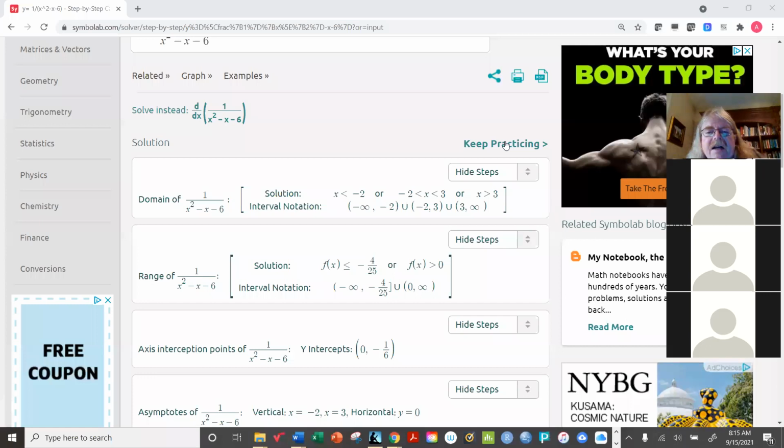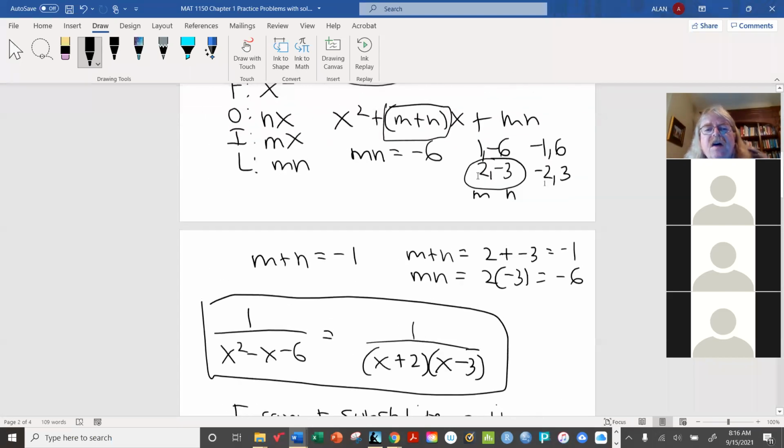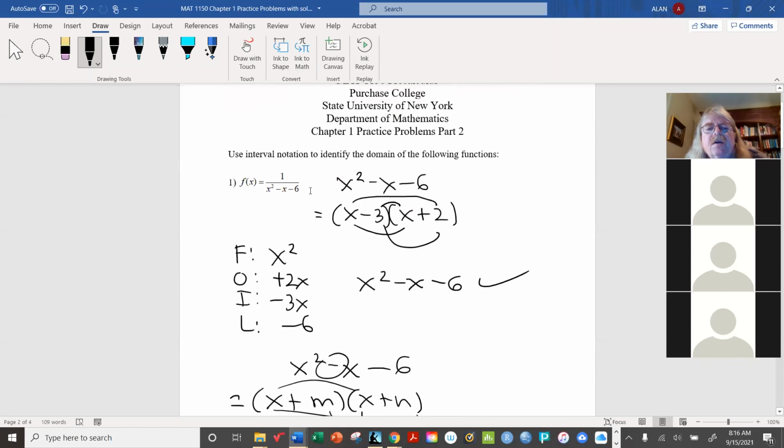Now, Symbolab actually is doing some of that too. In fact, if you look at it carefully, you'll see it's right there. But the thing is, they didn't explain how they got it. All they did was say, here we go, is this what you're looking for? So there it is. But now you understand why. That's the key to the whole thing, the why. And because of that, any polynomial that you find in the denominator, you can often break down into these factors, and then you can figure out more easily what the domain is.